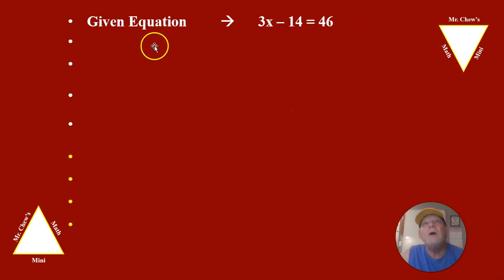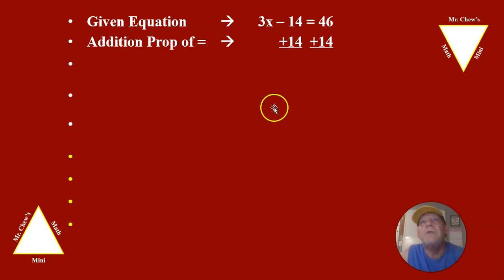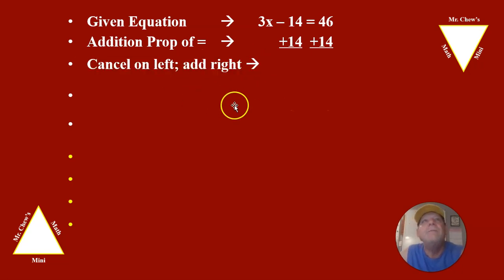So here's the given equation. I'm going to use what's called the addition property of equality, which means I need to do the opposite of subtracting 14, which means I add 14 to both sides. I cancel that on the left because minus 14 plus 14 is 0, and 3x plus 0 is 3x, and 46 plus 14 is 60.